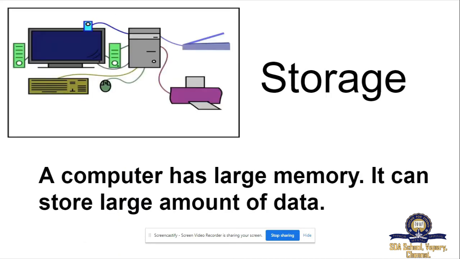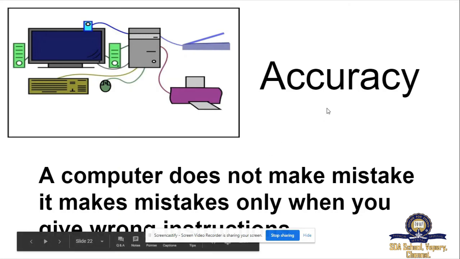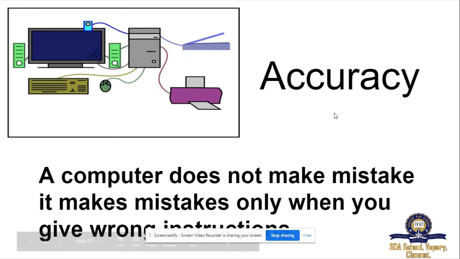So it is very fast, and it has mass storage. A computer has large memory and can store a large amount of data. Even 100 movies, if you give, it will store and keep with it, and give them to you for future purposes. And accuracy: a computer does not make mistakes; it makes a mistake only when you give a wrong instruction. Computer does not make any mistake at all. It won't make any mistake unless we give a wrong question, then we will get a wrong answer.